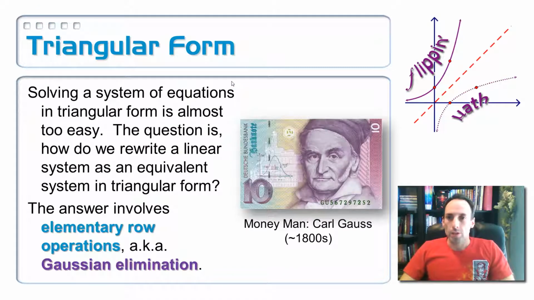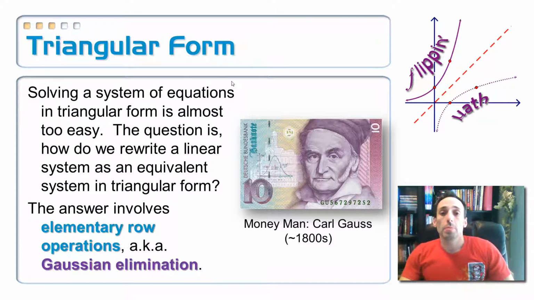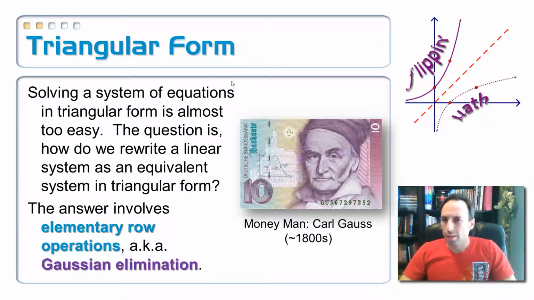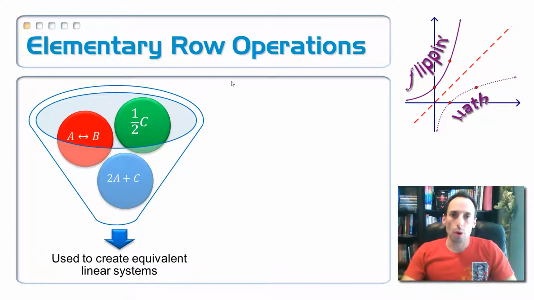Okay, and so the answer involves doing elementary row operations, otherwise known as Gaussian elimination. It's called Gaussian elimination because it's named after that guy, Carl Gauss. I think we may have mentioned this guy before in another lesson. Very famous mathematician, really super smart guy. And we're going to see him again whenever we talk about the fundamental theorem of algebra, because he was the first one to prove that too. Okay, so these are our elementary row operations.